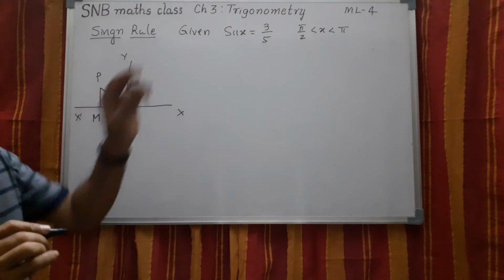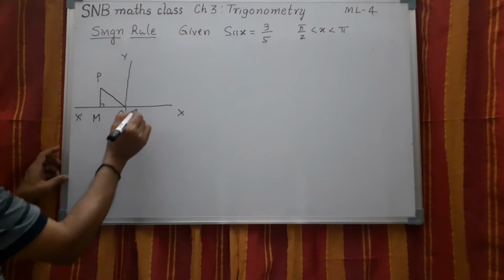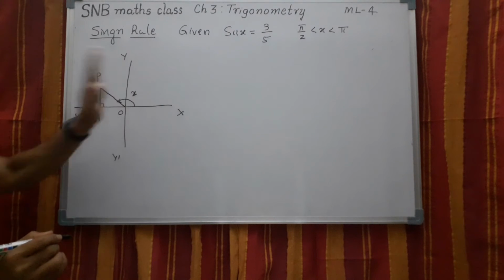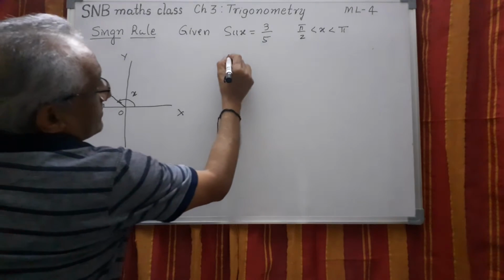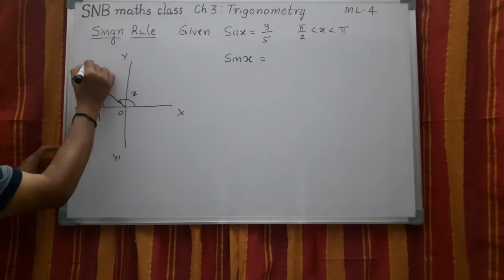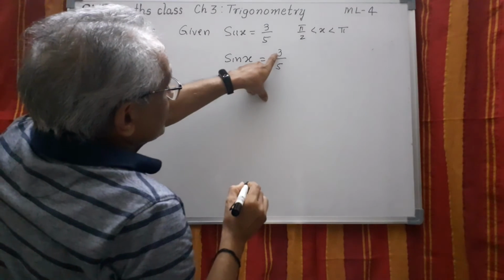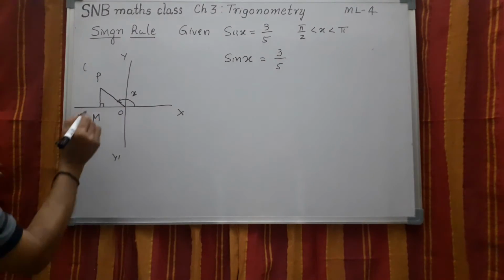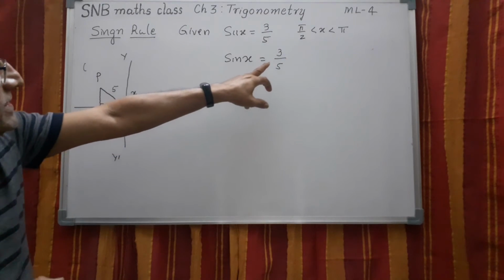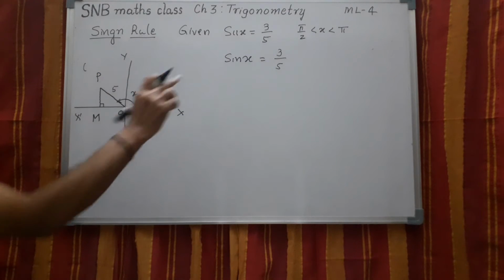In fact, you can't take a unit circle. Now apply the definition. This angle is x. You should always measure the angle from this one. Now the definition of sine x: sine x equal to 3 by 5 means opposite is 3, hypotenuse is 5. That means I have to take this as 5. And 3 is the perpendicular distance drawn from this point, that is B. So this is 3.